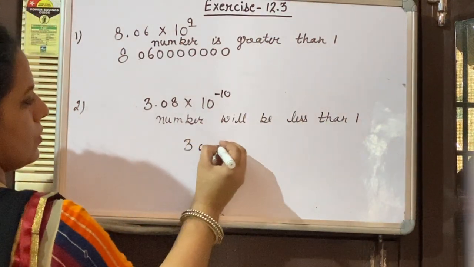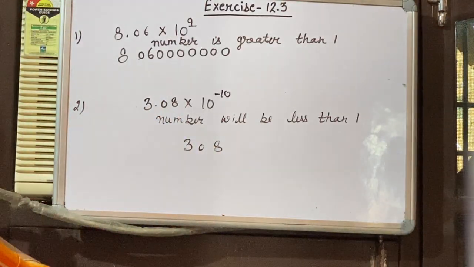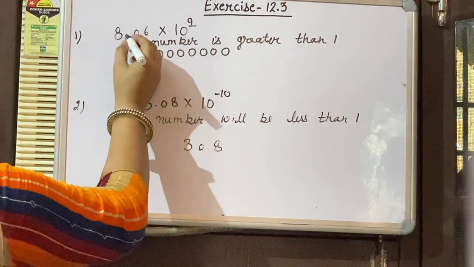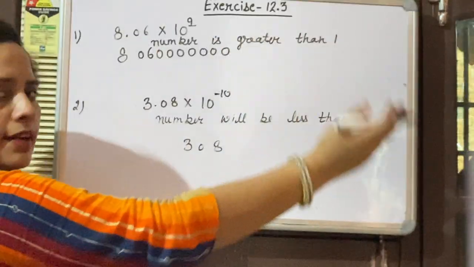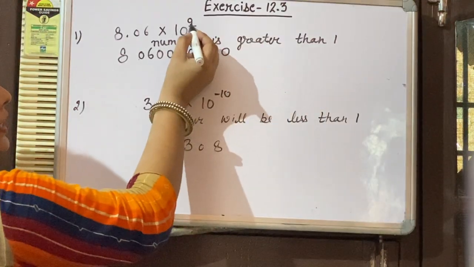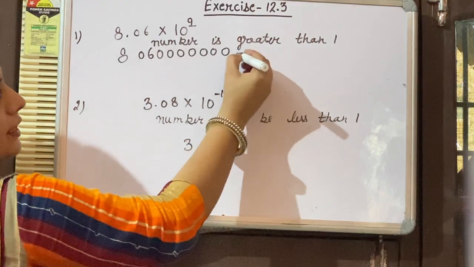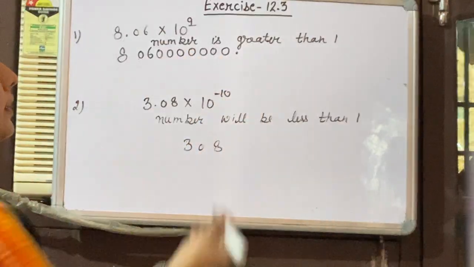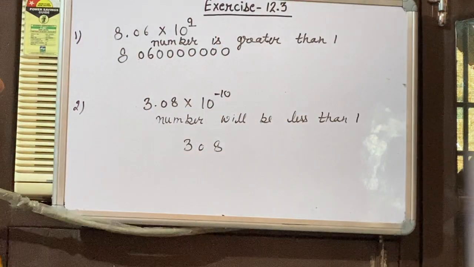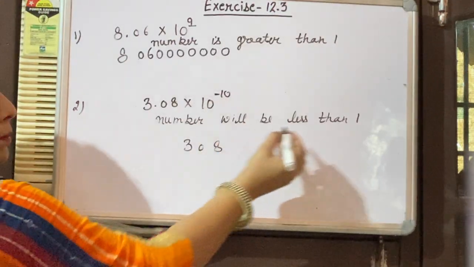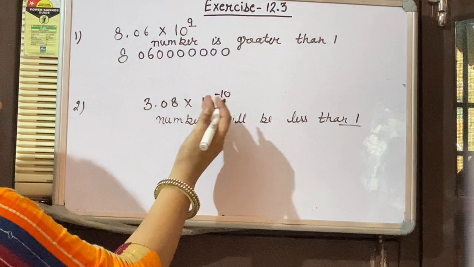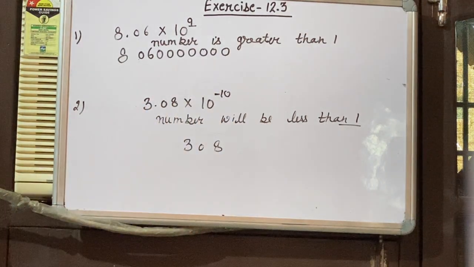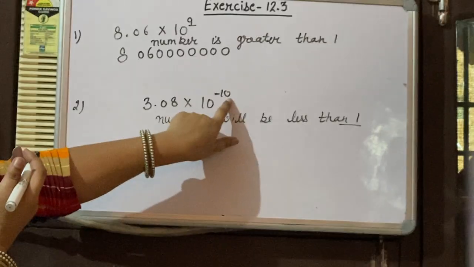So 308. Move the decimal to the left hand side. Here we have to move the decimal to the right hand side after the 9 digits. After the 9 digits we put the decimal here, but there is no need to put the decimal here. But here this number is less than 1. Move the decimal to the left hand side before 10 digits.